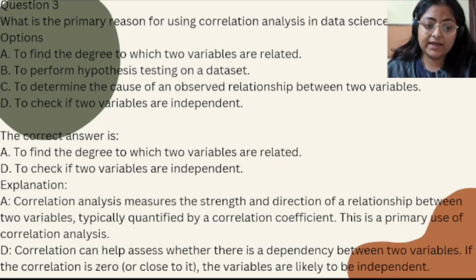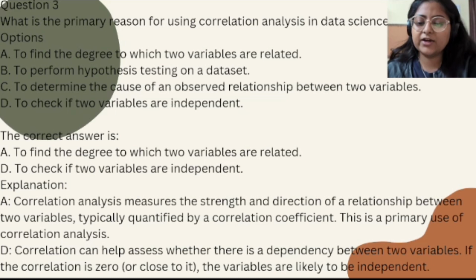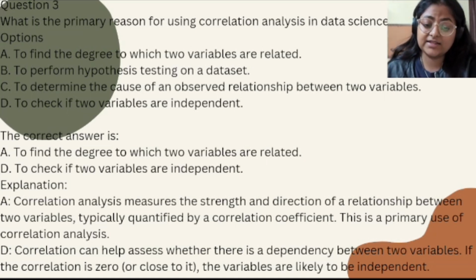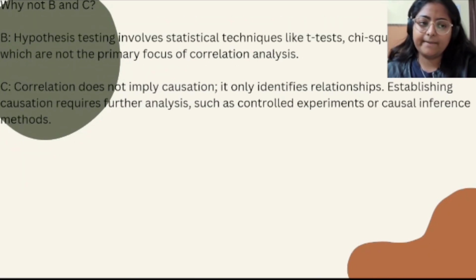Because option A is correct: correlation analysis measures the strength and direction of a relationship between two variables, typically quantified by a correlation coefficient. This is a primary use of correlation analysis. And option D is correct because correlation can help assess whether there is a dependency between two variables. If the correlation is zero, the variables are likely to be independent.